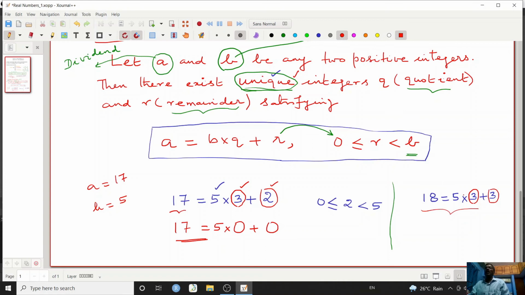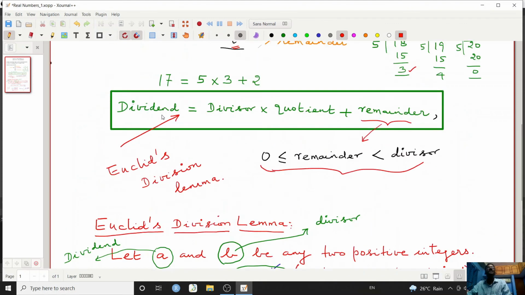Whenever your dividend is 18 and your divisor is 5, you cannot have a relation like this with any other number other than 3 and 3. That is what uniqueness says. Okay, with that we stop here, and we will do the application of the division algorithm in the next class.